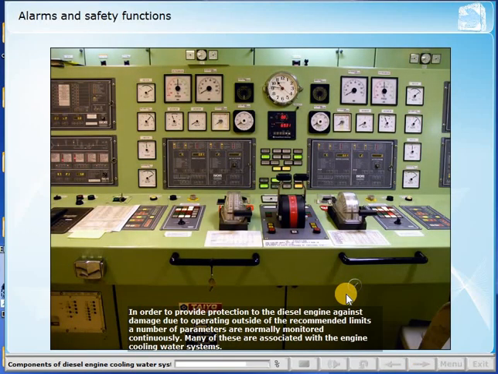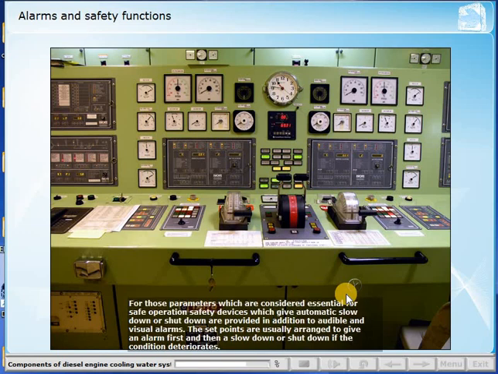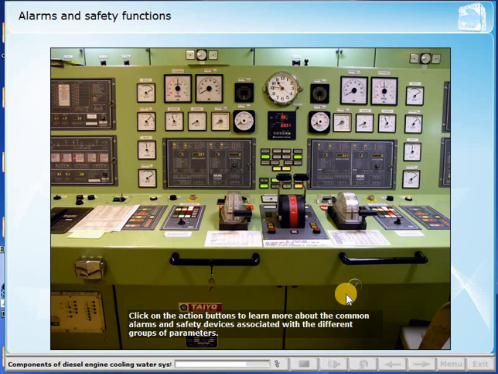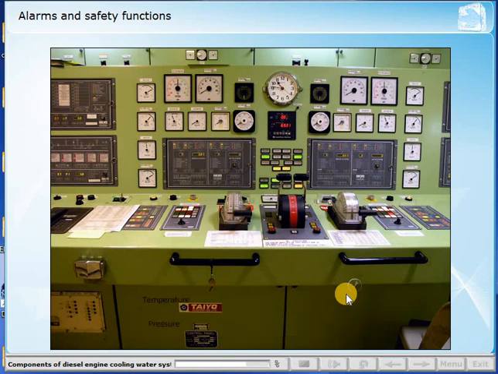In order to provide protection to the diesel engine against damage due to operating outside of the recommended limits, a number of parameters are normally monitored continuously. Many of these are associated with the engine cooling water systems. For those parameters which are considered essential for safe operations, safety devices which give automatic slowdown or shutdown are provided in addition to audible and visual alarms. The set points are usually arranged to give an alarm first and then a slowdown or shutdown if the condition deteriorates. Click on the action buttons to learn more about the common alarms and safety devices associated with the different groups of parameters.